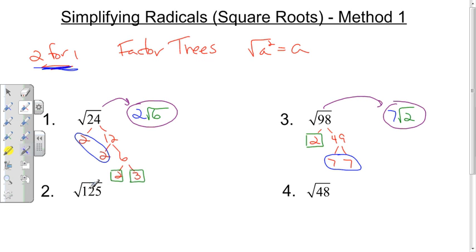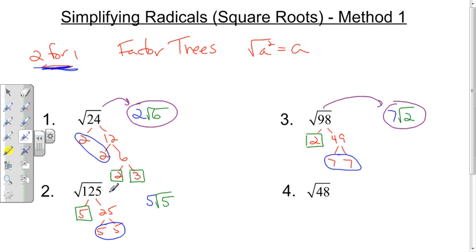Okay, continuing on with these examples, I've got 125 is divisible by 5 and 25, and then the 25 breaks into 2 5s. And again, the 2-for-1 method says take the 2 5s, which is really 5 squared, and square root them, giving me just 5. And then we see that I have this remaining factor of 5 that's left on the inside.